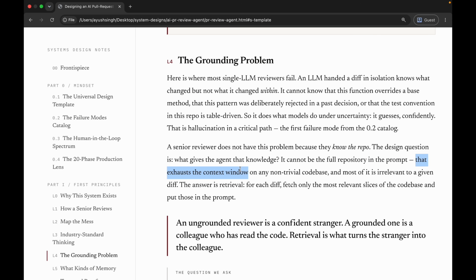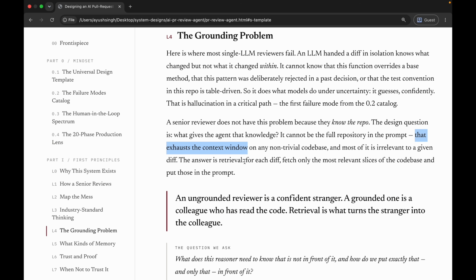So what should we do about it? The answer is retrieval. For every difference, and I will again explain what the difference is: the difference is basically what you have added, plus code or minus code, compared to your actual repository code. So you see those plus green signs and minus red signs. That is the difference.